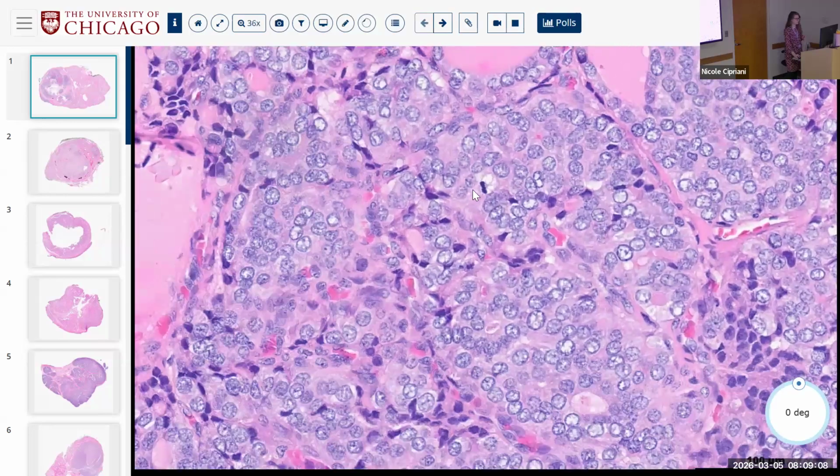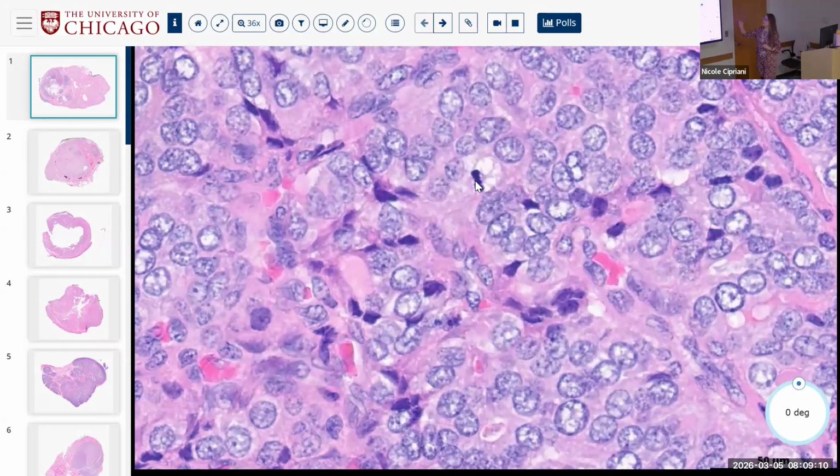Maybe there's one mitotic figure, right? So once you see one, then you go around in the vicinity and you say, can I see 3 or 4 more? Okay.